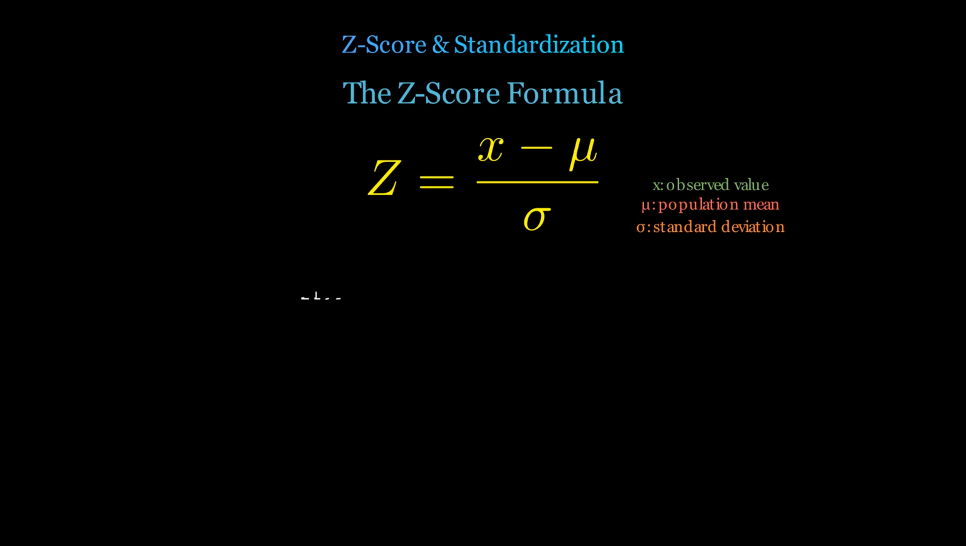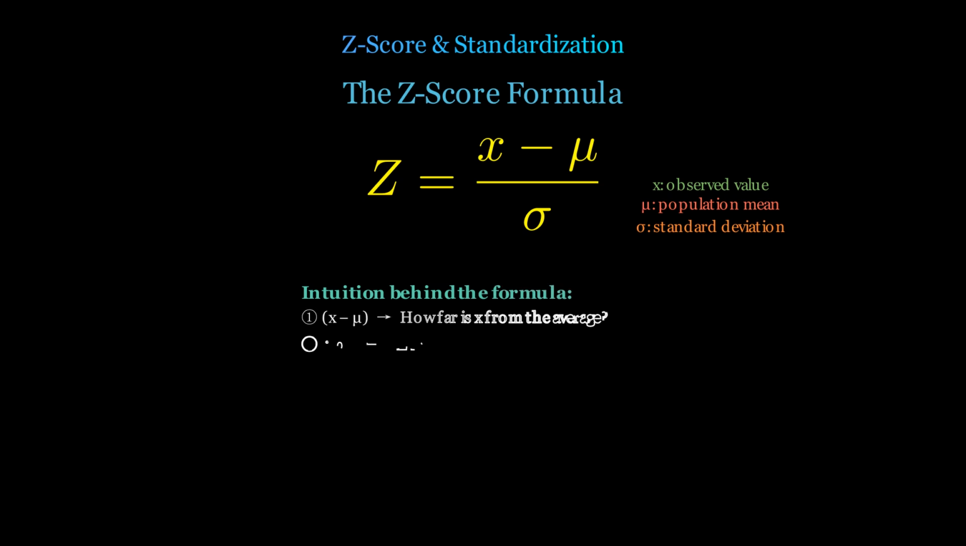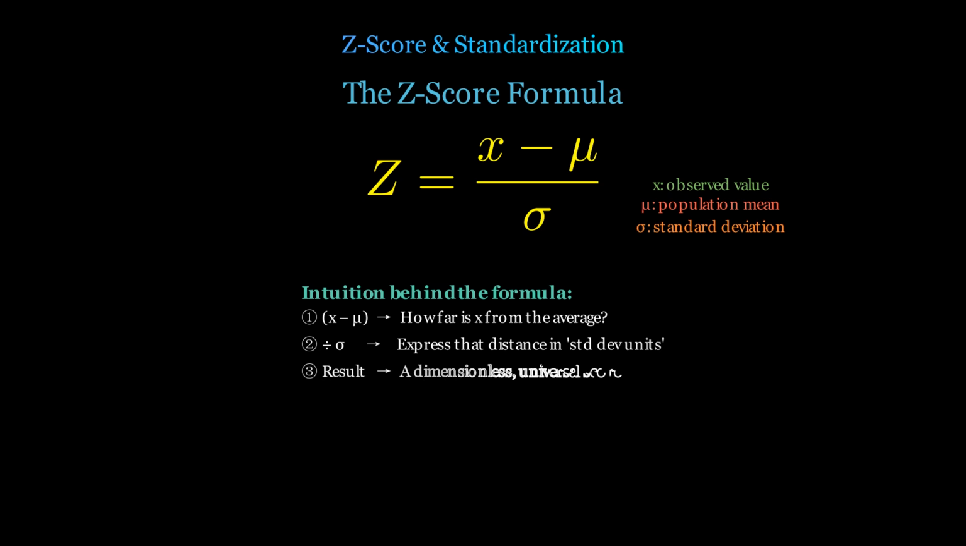A Z-score of positive 1 means this value is exactly one standard deviation above the mean. A Z-score of -2 means 2 standard deviations below the mean. A Z-score of 0 means exactly at the mean. This universal dimensionless scale is what allows us to compare math scores with English scores, heights with weights, or stock prices with bond yields.